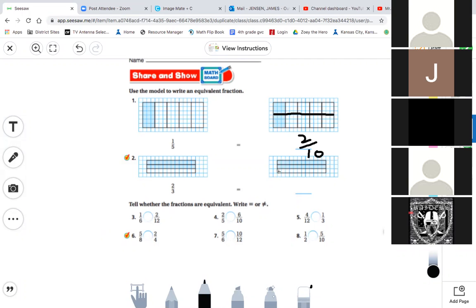There's one. What we got? 2/3. How many columns are there? 1, 2, 3, 4, 5, 6, 7, 8. It's hard to count. Nope, that's not right either. I'm trying to split it right down the middle. There we go. Now we've got 1, 2, 3, 4, 5, 6. And we got 1, 2, 3, 4 shaded in, so that's 4/6.